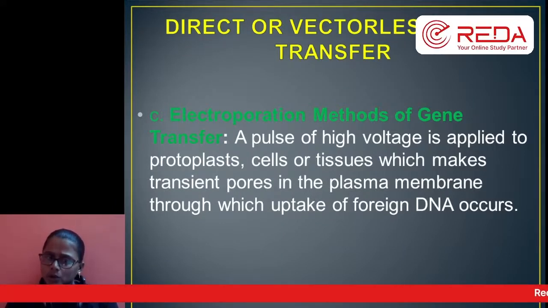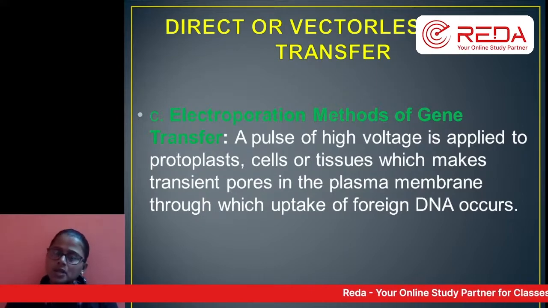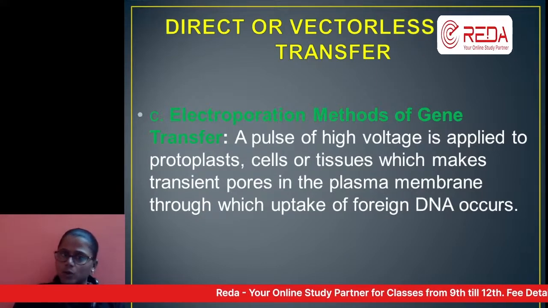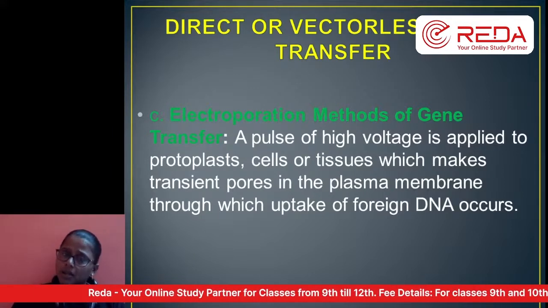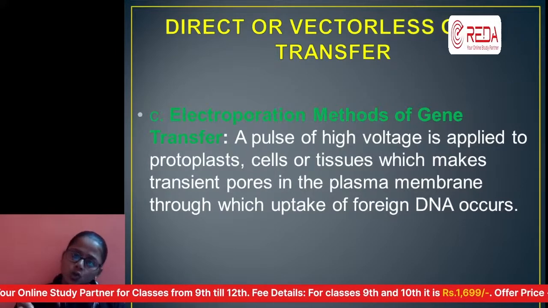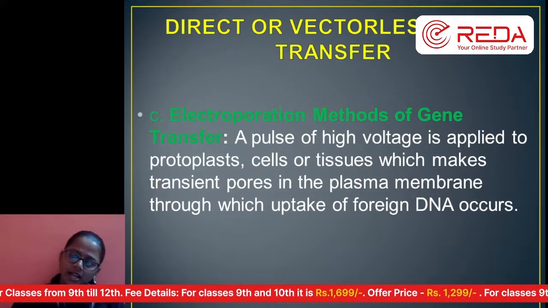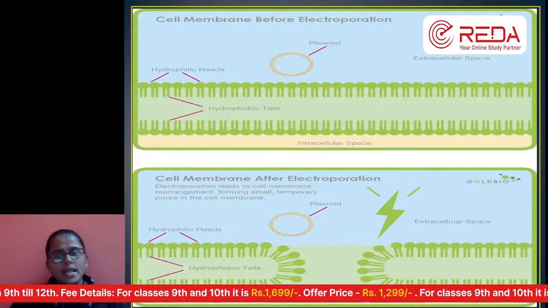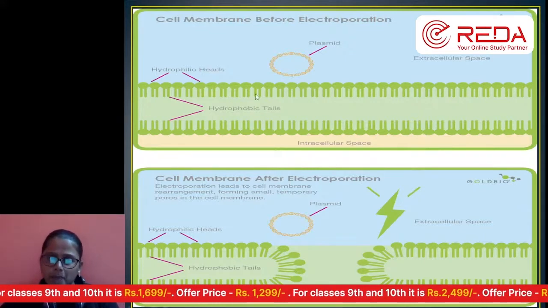In this electroporation method, you are going to give high voltage pulses to the protoplasts. So you have to remove the cell wall, that is a protoplast. If you give voltage to the cellular tissue, what happens? This electricity makes the pores in the plasma membrane open up. Once they open, the foreign DNA outside will automatically get inside. So this is called the electroporation technique, and you can see the phospholipid bilayer.